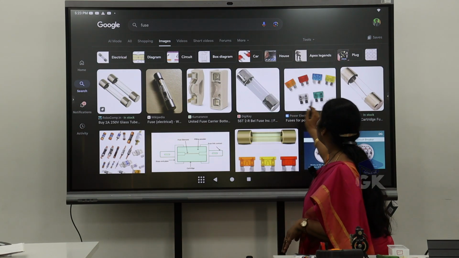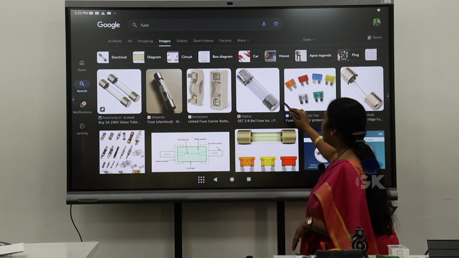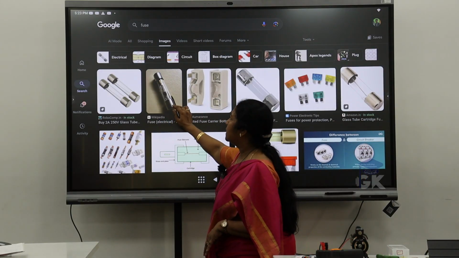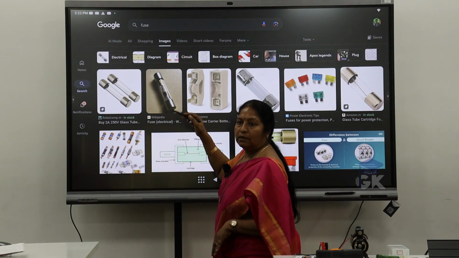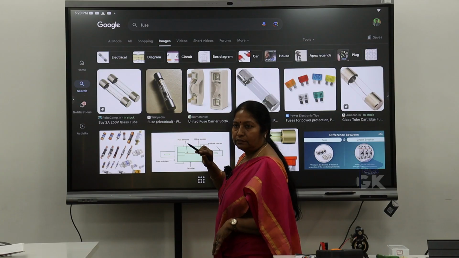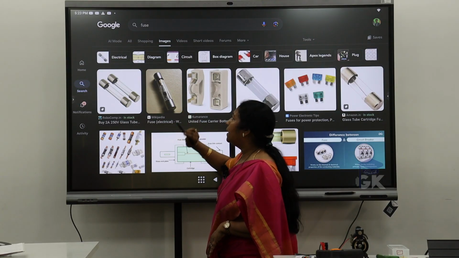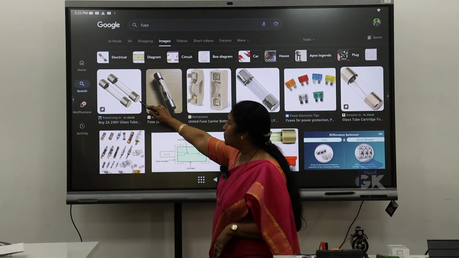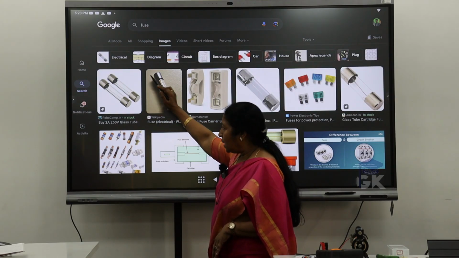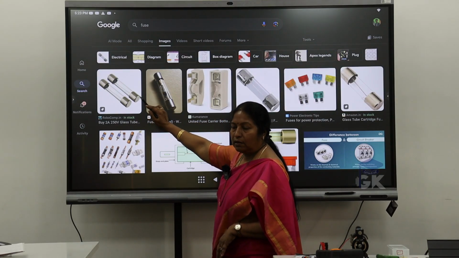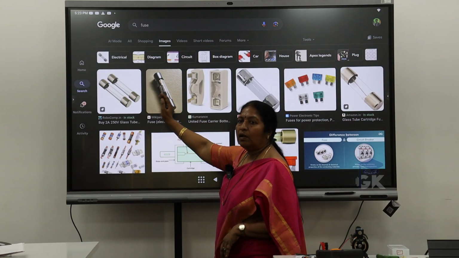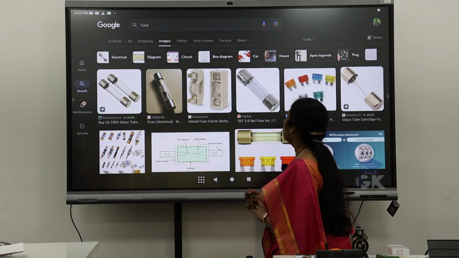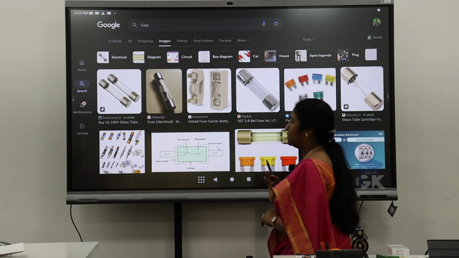And you see the other fuses here. Based on the current rating, the thickness keeps on differing. This is another type where you can see winding inside, for higher current rating. So as it gets thinner, you can see the fuse will be the current rating. If it is lesser, the thickness of the wire is also less. So that is how we see the different types of fuses.